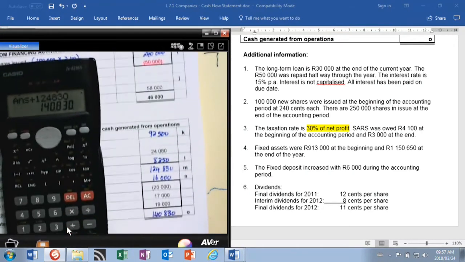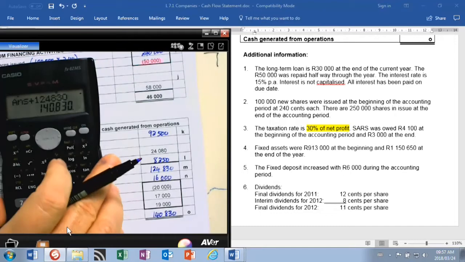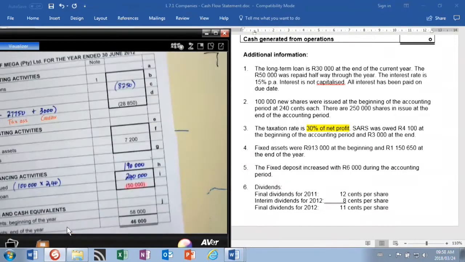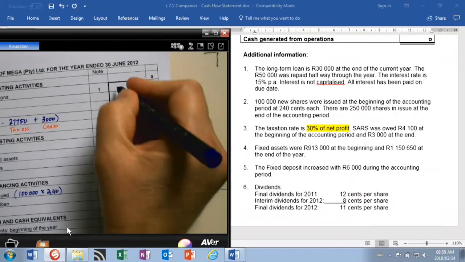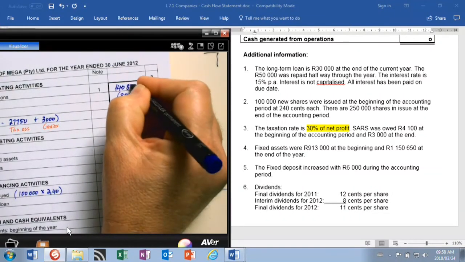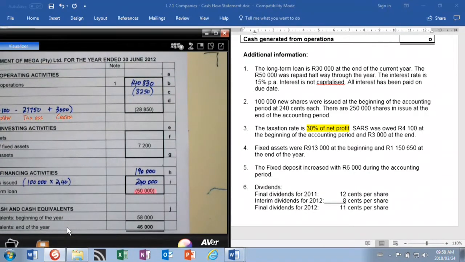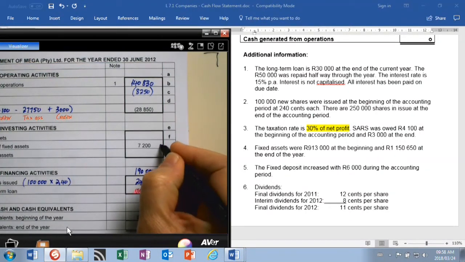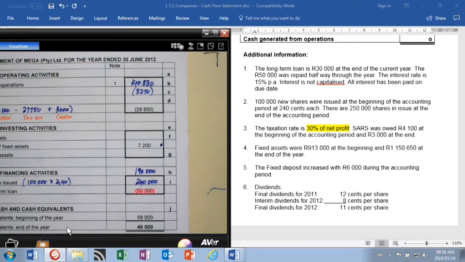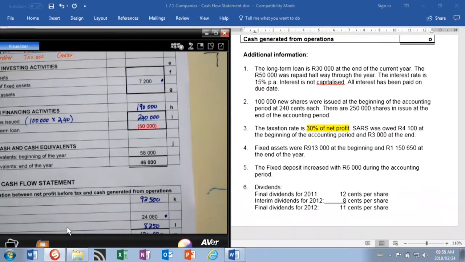So we already solved K, L, M, N, O. That total of 140,830 goes to the top as number B. Fixed assets were 913,000 at the beginning of the year and 1,150,650 at the end of the year. This is not a lot of information, but luckily they gave us this one, and also depreciation.